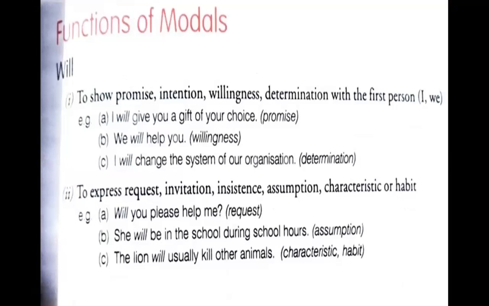Will is used to show promise, intention, willingness, determination with the first person, I or we. Now you see in the tenses, with I and we we use shall. But when it comes to using it as a modal, with I and we we use will. And these points are to be followed: if promise, intention, willingness, or determination is there, we can use will with I and we.